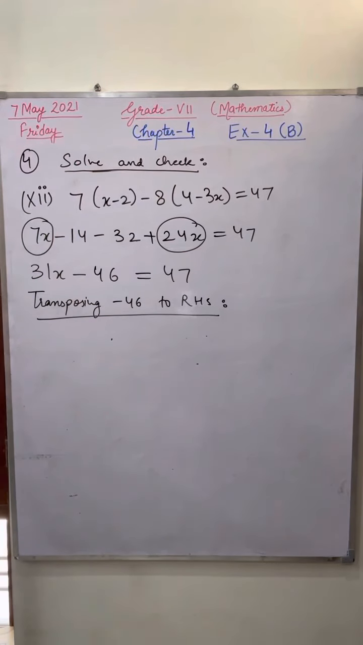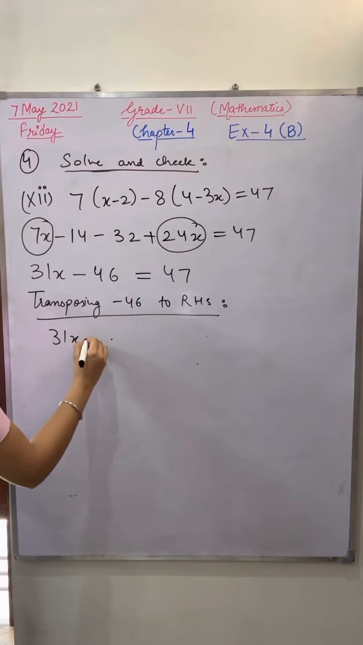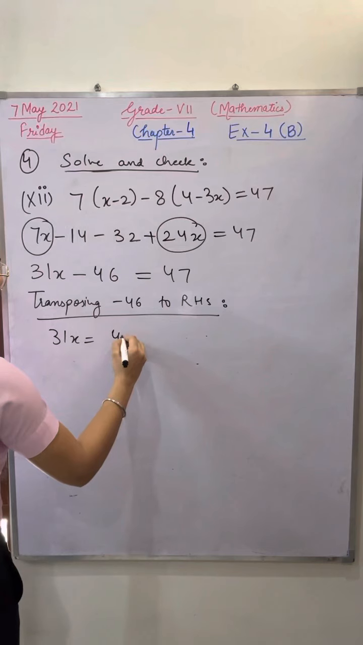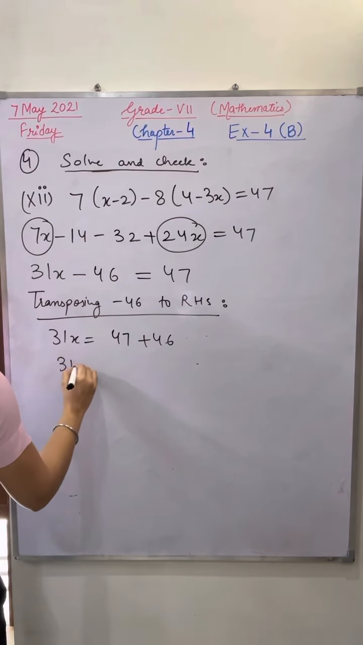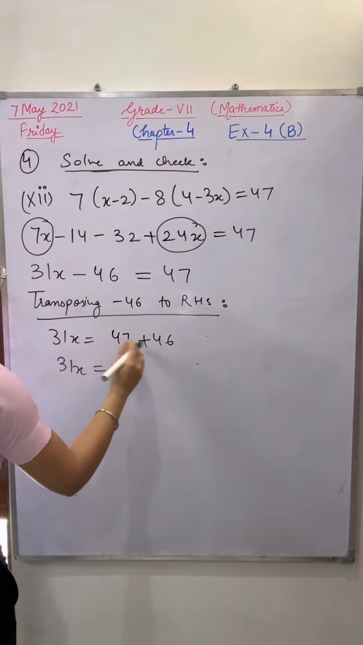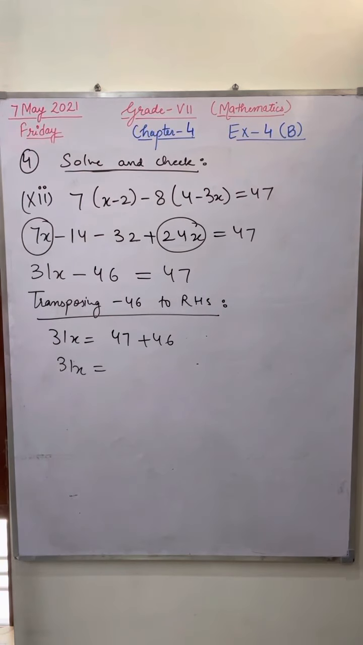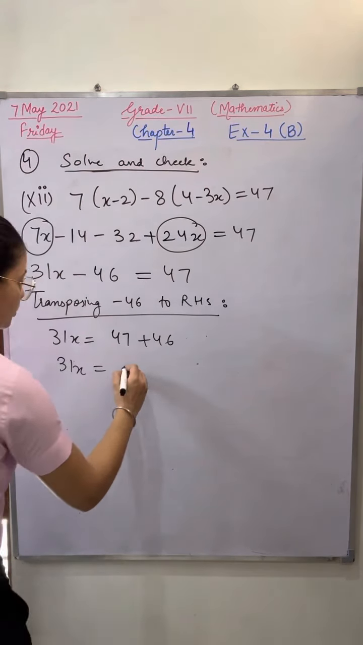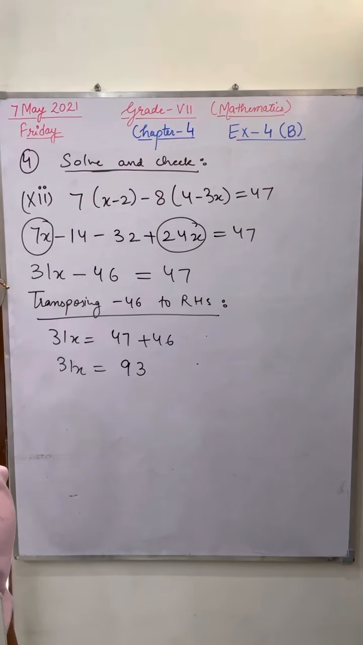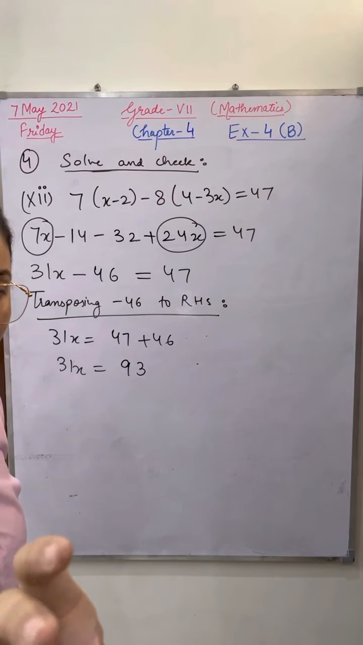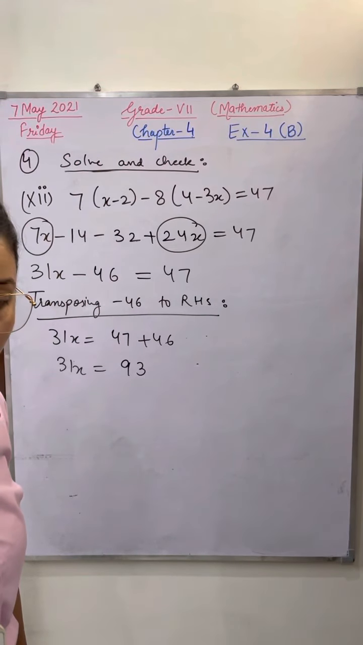So after transposing, 31x is equal to 47, it will become plus 46. Okay, 31x is equal to, please add 47 and 46, quickly add them. 46 and 47, add them quickly. That is 93. Very good. Okay, now what should I do? By which number do I have to multiply or divide? Quickly.